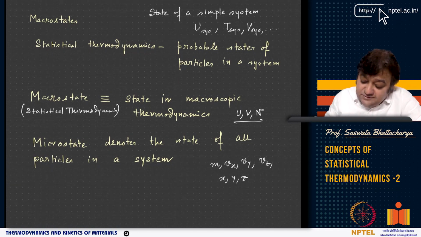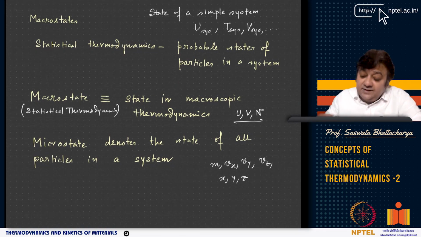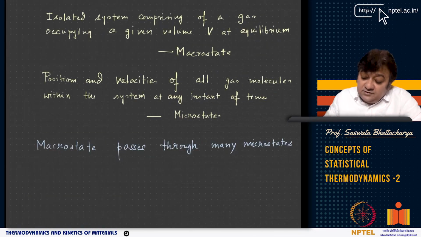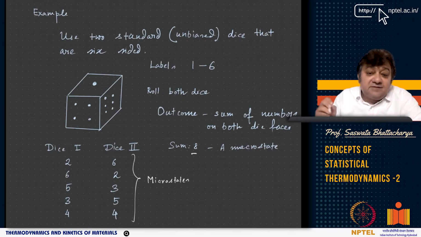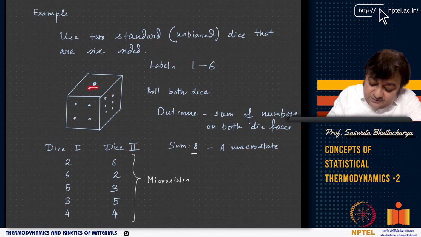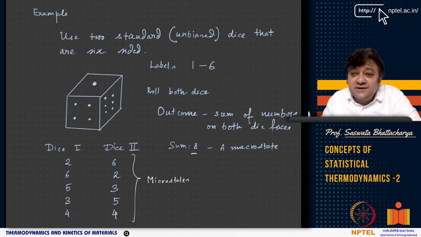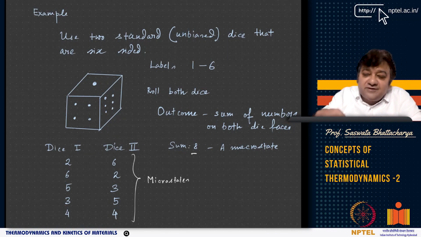And macrostate is the state or condition of the system, correct? So for that I gave an example, and this example was that of a dice. As you can see here, a dice has these faces, labeled like this. There is 1 point here representing 1, 4 points here representing 4, and 6 points here representing 6. So you have levels from 1 to 6. Now you roll a dice, you look at the number on the top face, and that is an outcome.